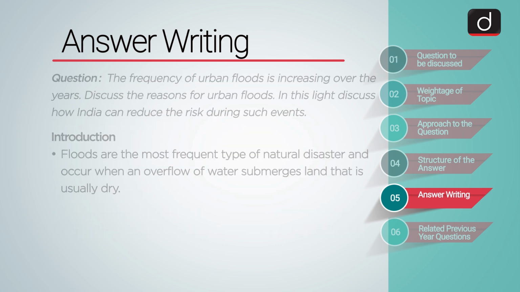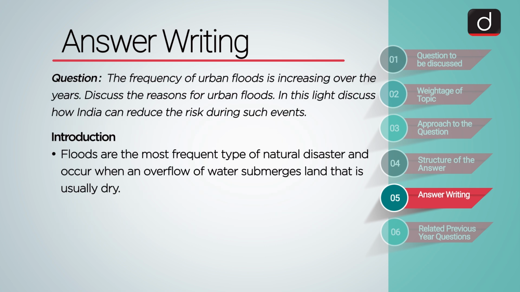The question: the frequency of urban floods is increasing over the years. Discuss the reasons for urban floods. In this light, discuss how India can reduce the risk during such events. Floods are the most frequent type of natural disaster and occur when an overflow of water submerges land that is usually dry. In the last 2 years, there have been devastating floods in Bihar, Brahmaputra Plains in Assam and West Bengal, urban flooding in Chennai and erratic flooding during monsoons in central India.